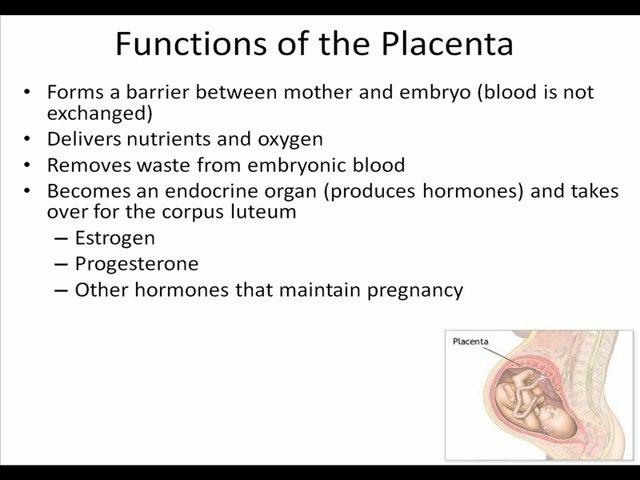The placenta also becomes an endocrine organ. It will start producing hormones. The corpus luteum of the follicle that was around the egg is producing progesterone for the first 8 to 12 weeks of the pregnancy. Beyond that, the placenta takes over, making that progesterone and making the estrogen that will help maintain the pregnancy as well as other hormones.